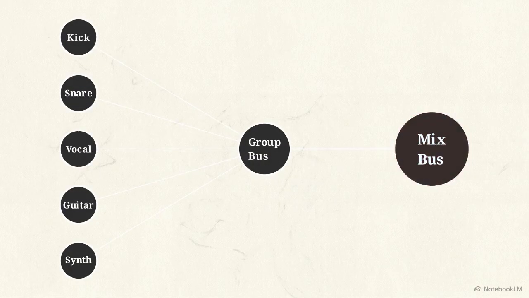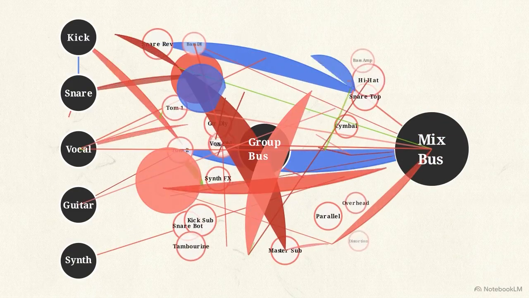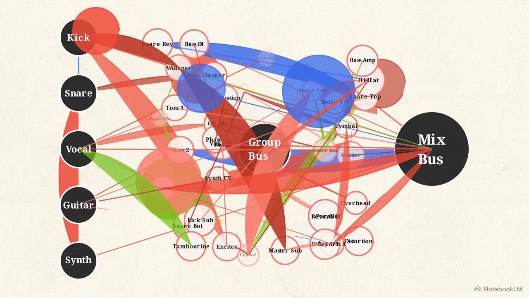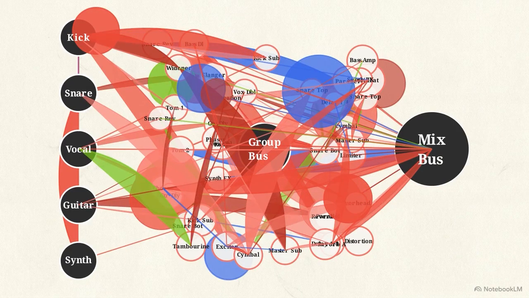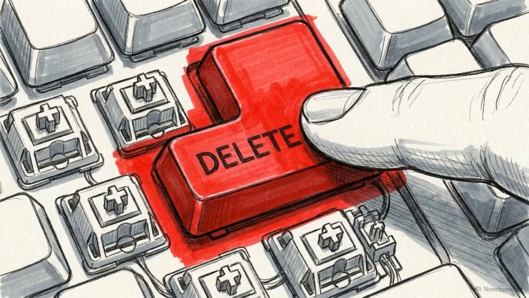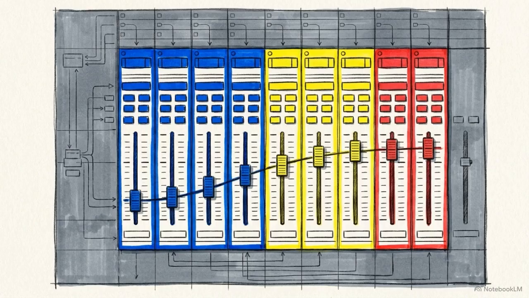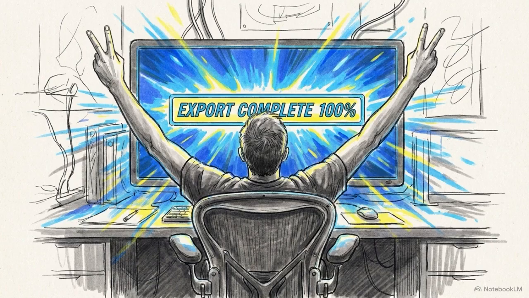Be careful not to overroute. Creating dozens of unnecessary buses for every minor sound turns a clean session back into a chaotic, unreadable haunted house. If a bus doesn't directly solve a problem, provide control, or save you time, delete it. A proper routing structure must visually communicate the song's layout the moment you look at the screen. If the session is easy to understand, the mix will be easier to finish.